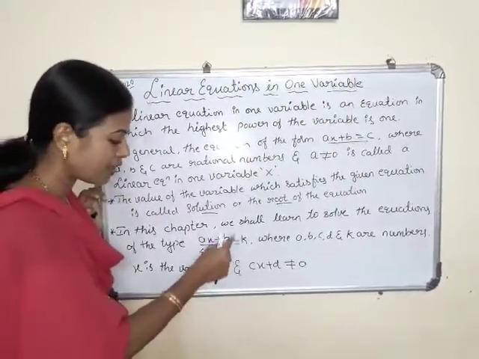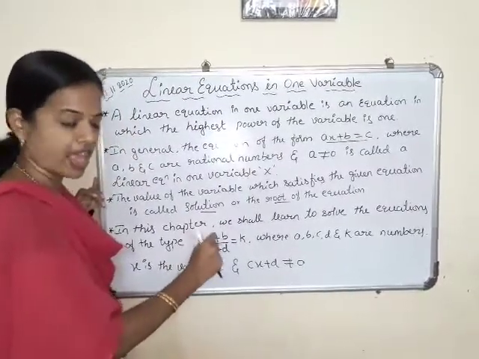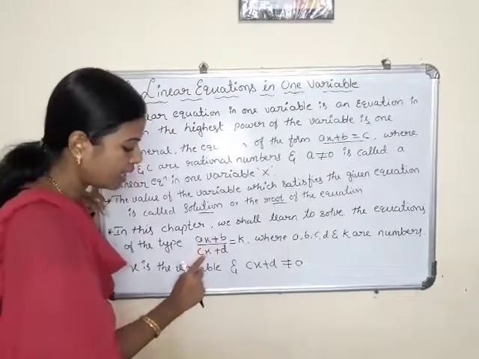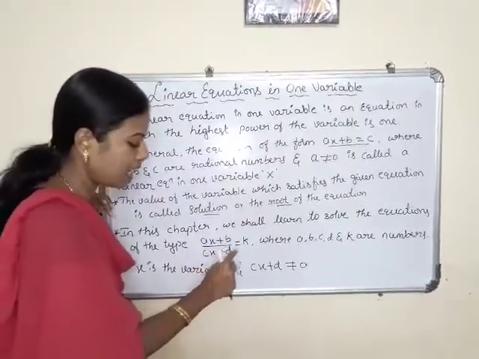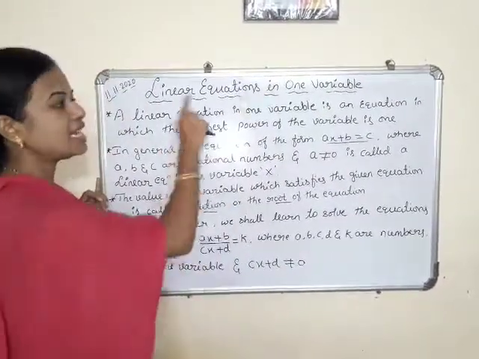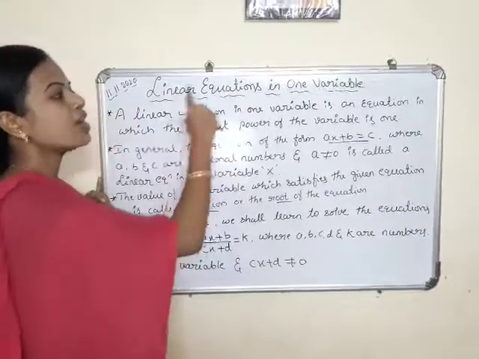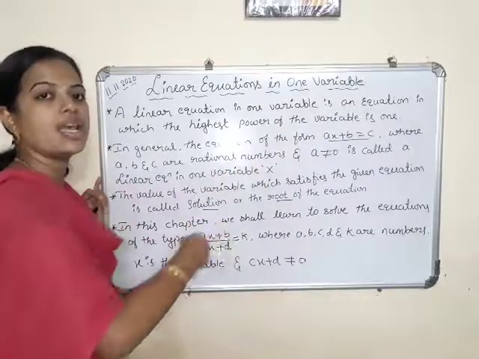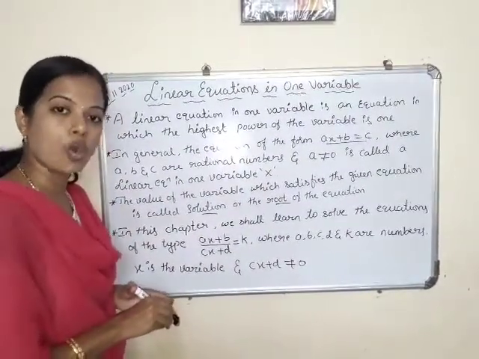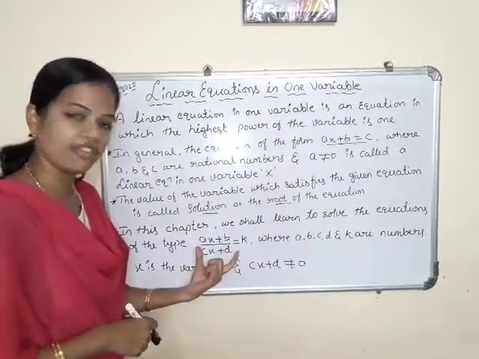So in this chapter we are going to learn how to simplify and get the value of x when the equation is of the form ax plus b divided by cx plus d equal to k. And also the given equation is not a linear equation. First you have to convert the given equation into the form of a linear equation in one variable. Next we have to find the x value. Now let us discuss how to find the solution when the equation is of this form.